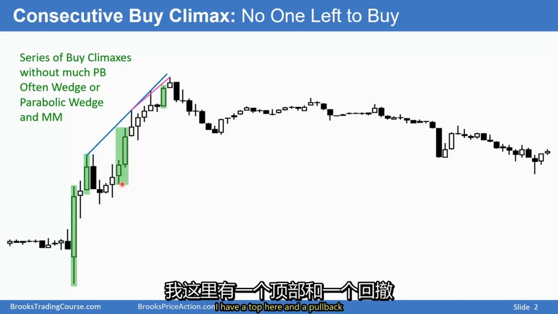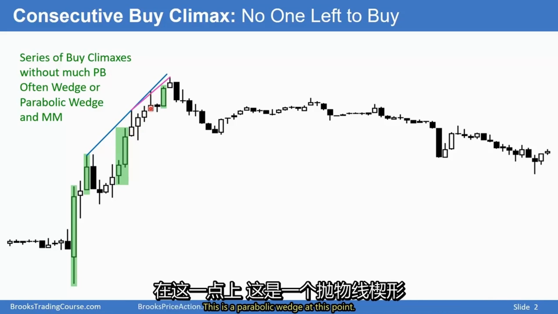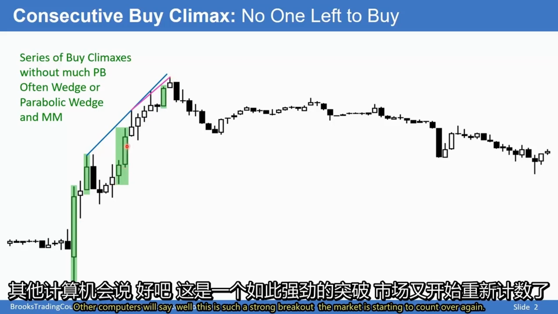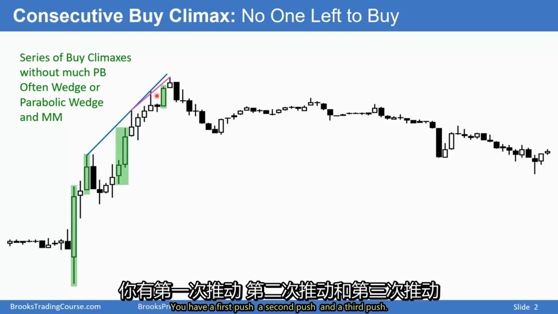I have a top here and a pullback, and then I have another climax and a small reversal down, and then another reversal down. This is a parabolic wedge at this point. Sometimes you get a fourth push, which you have here. Others will say, well, this is such a strong breakout, the market is starting to count over again. So this is the first push, not this. You have a first push, a second push, and a third push.